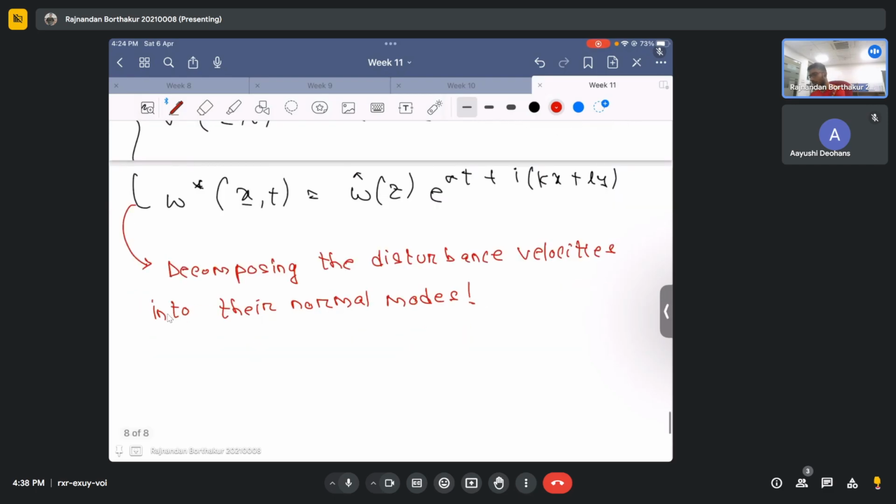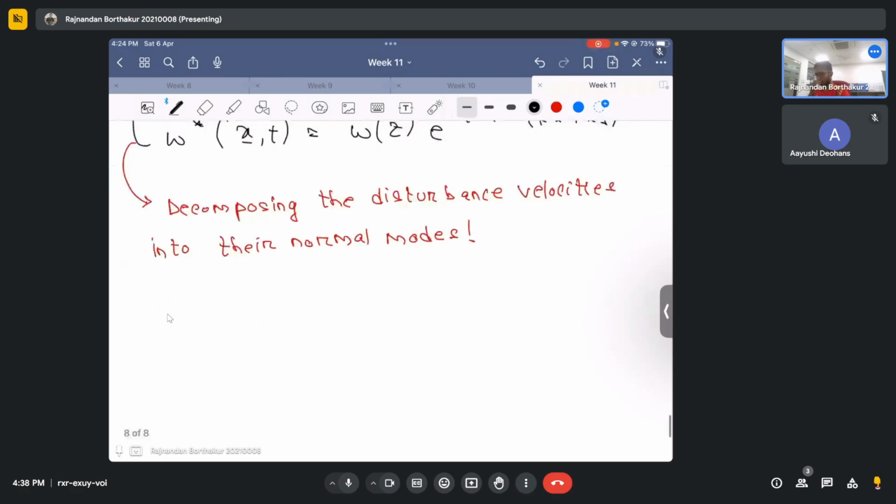Now we will do a small transformation here. What we will do is denote sigma as minus i alpha c, where alpha is a new wave number that we are introducing. We will also use the transformation that our k is alpha, and our l, which is the wave number in the y direction, is beta.